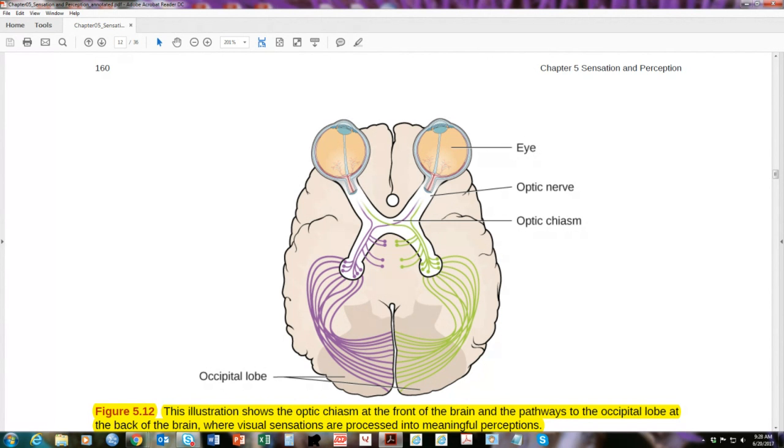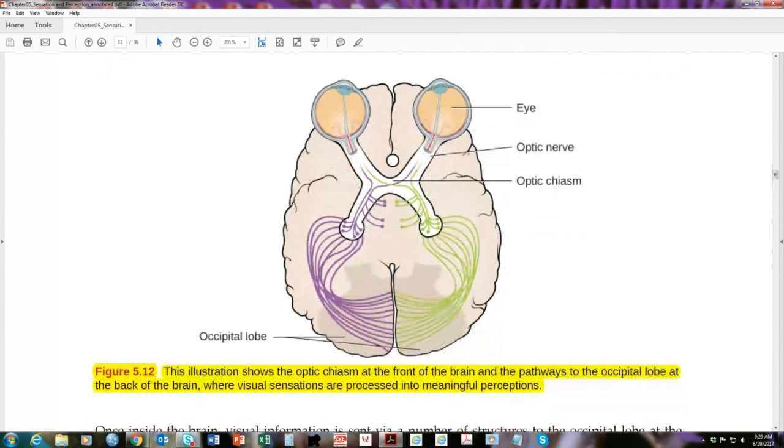Now, also we have areas of the temporal cortex as well as areas of the parietal cortex that process visual information. So pretty much, well, your entire occipital cortex plus parts of the temporal and parietal cortex process visual information. So we have a huge amount of brain area processing visual information.